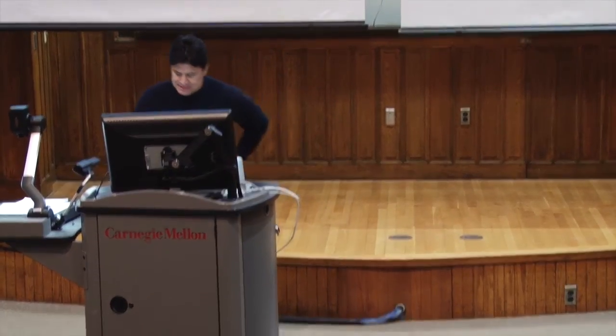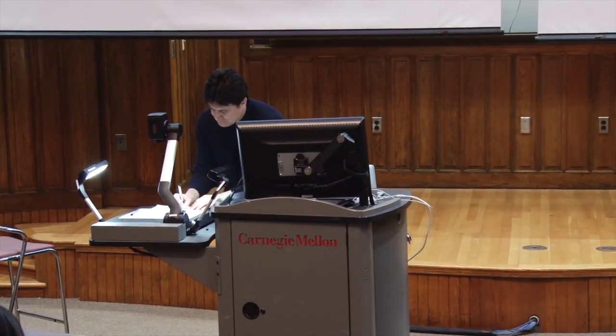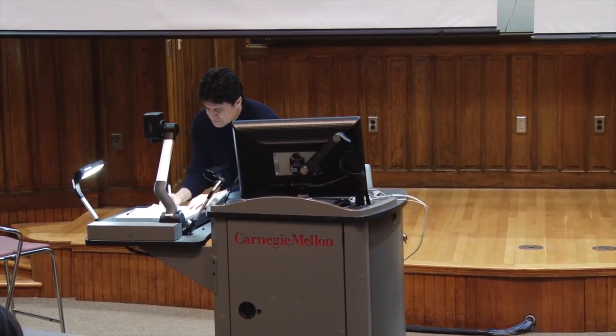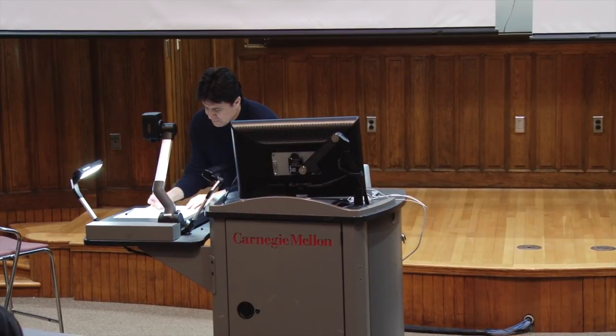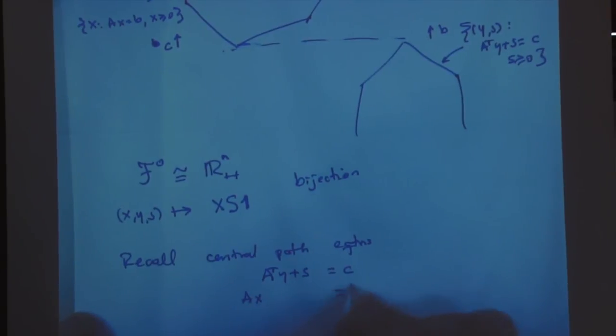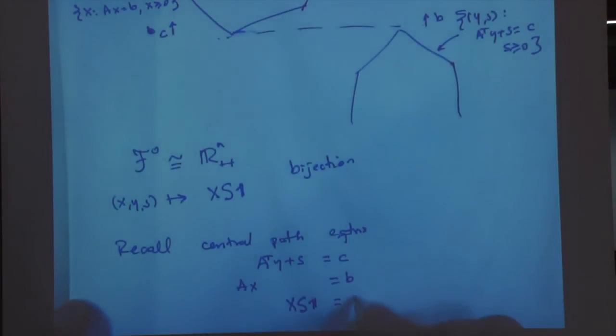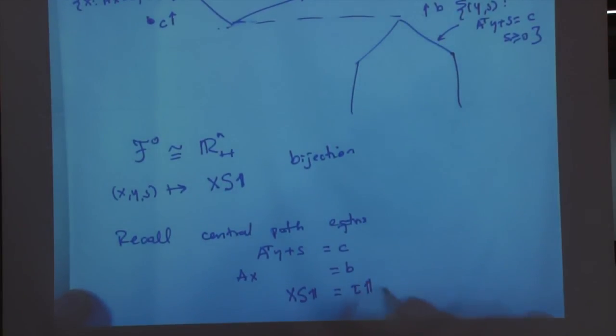Recall also something else that I'm going to use a little bit later: the central path equations. The central path equations are these equations: A transpose y plus s equal to c, Ax equal to b, and xs equal to tau times 1. And of course, x and s positive. So the central path is the set of points that satisfy these equations.